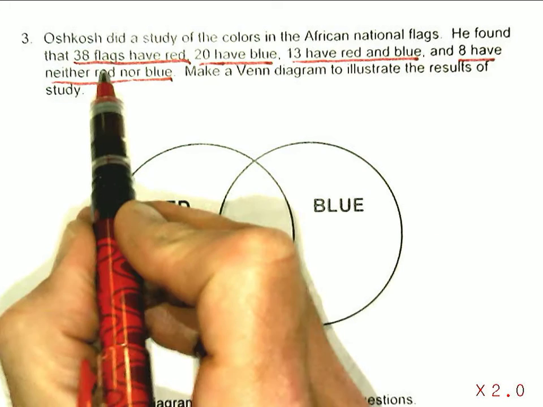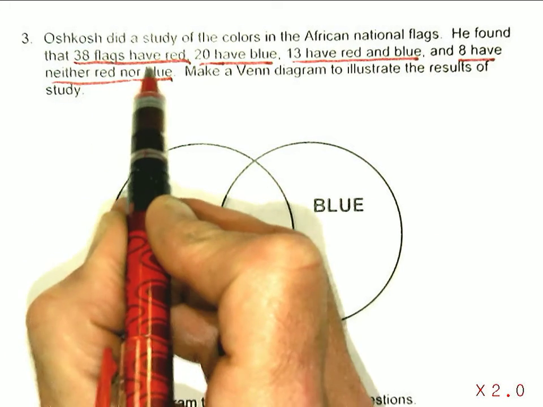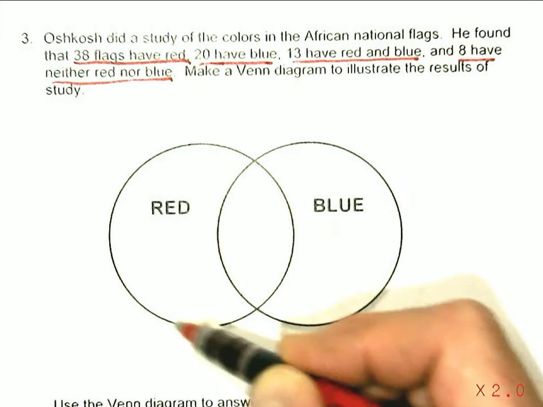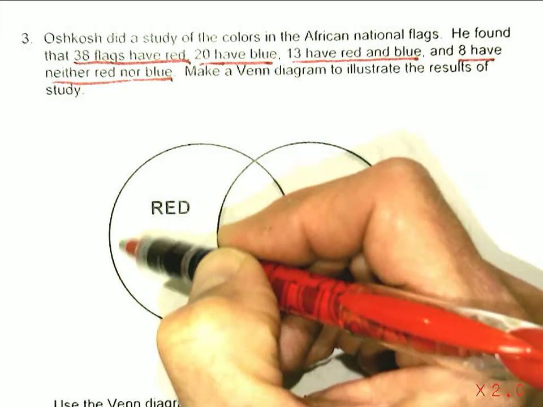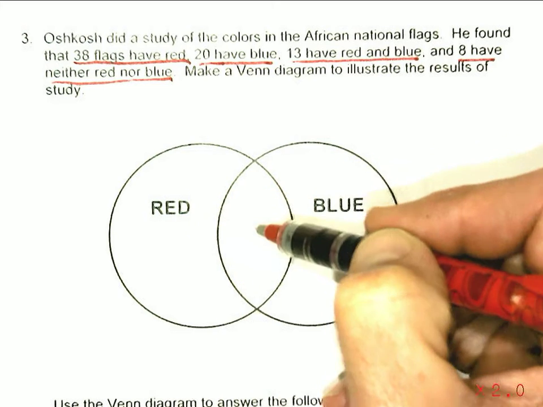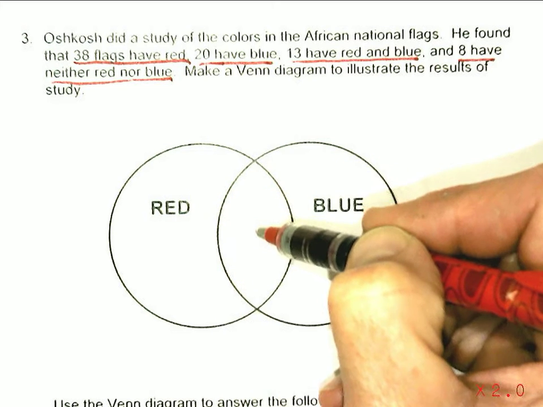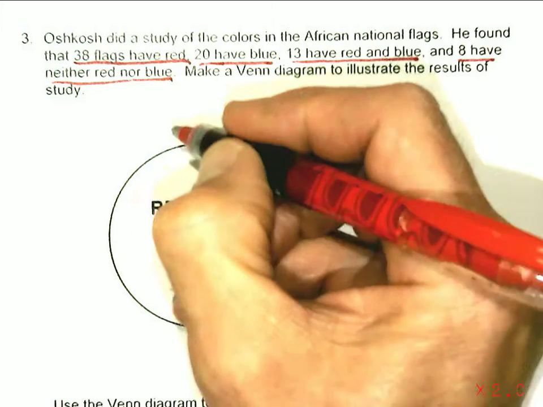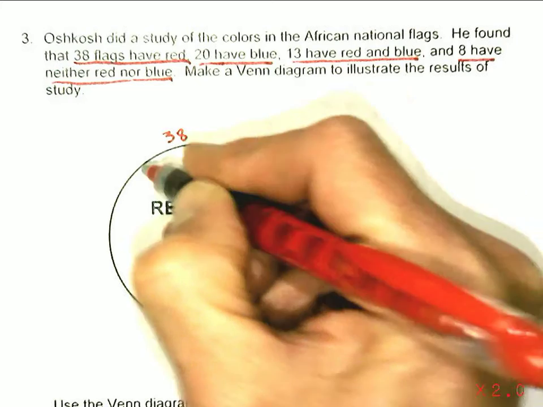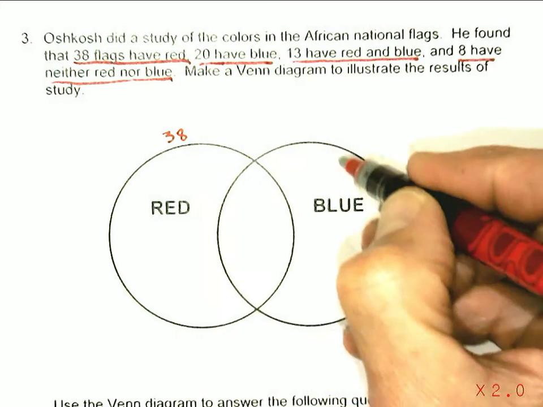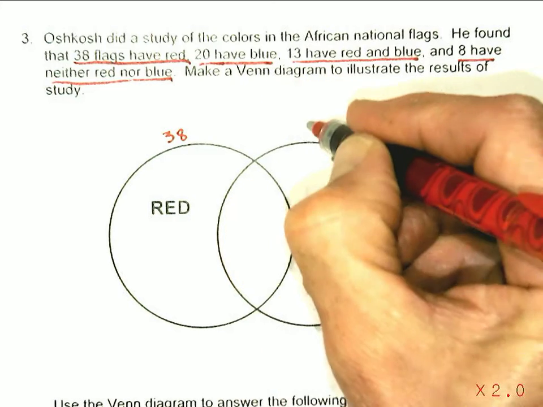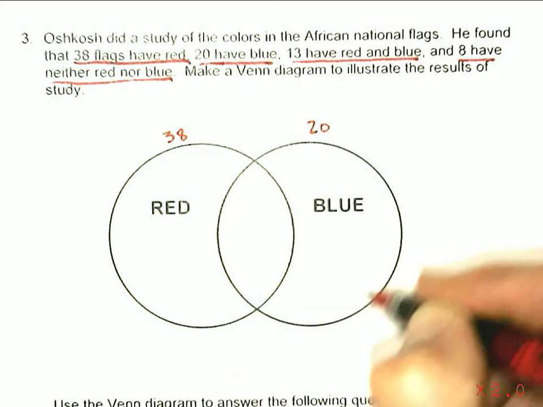And so I'm going to start with the first piece of information. It says 38 flags have red. And so this entire circle is going to include a total of 38 flags, or 38 parts. Some of them will be here, some of them will be in the center because there is some overlap. So I'm actually just going to put the number 38 up here above this one to remind myself that this circle is going to have 38 total. The blue circle, it says, has 20. So we have 20 blue. So there's a set of 20 that are going to be filled in this circle here.